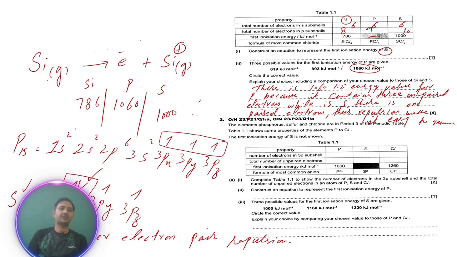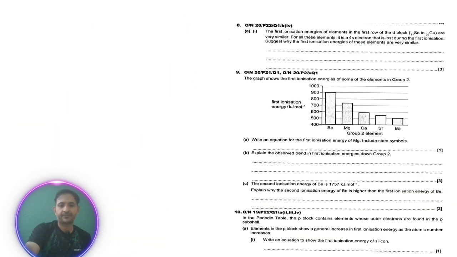In the sulfur case there's an inner pair, but in phosphorus all these electrons in the valence shell are unpaired. So when they repel each other, it becomes easy for sulfur, taking less ionization energy as compared to phosphorus. So next we have this.